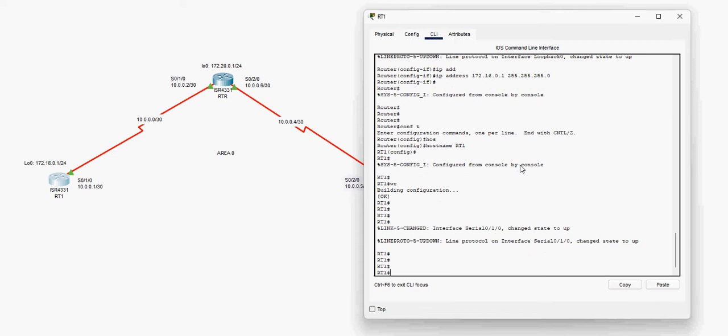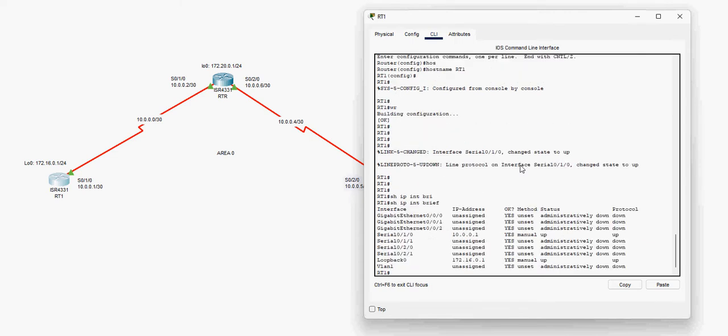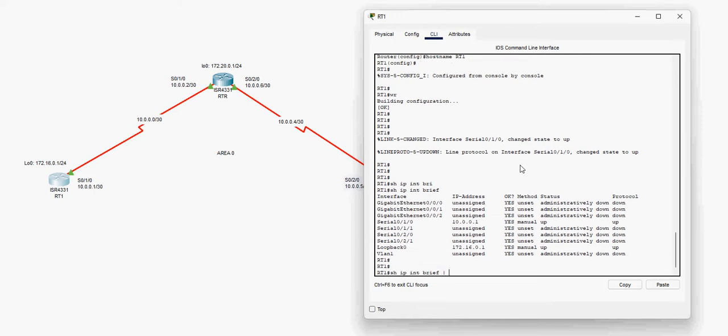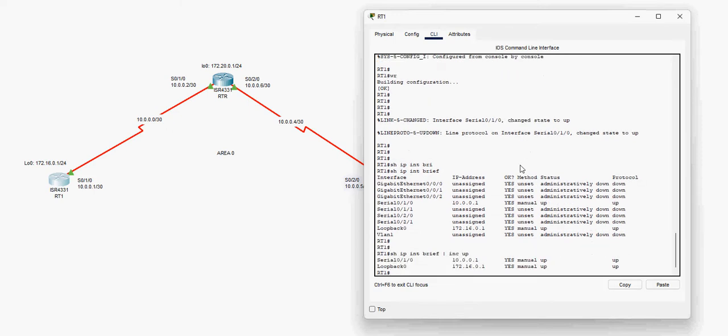Because I already configured the IP addresses, I can check them with show ip interface brief, or I can do something better and include only those interfaces which are in the up state. It shows that serial 0/1/0 and loopback 0 are up. Actually, a loopback interface is always in an up state. Most important here is to have the physical interface serial 0/1/0 in the up state. But okay, good. So this is for the router RT1.